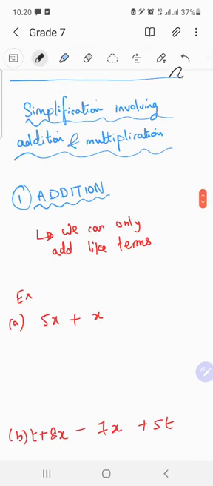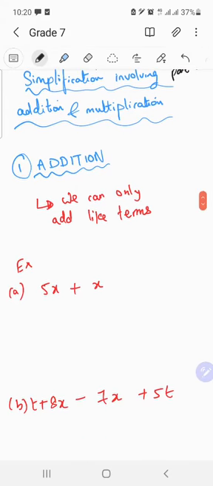Morning. Now this is algebra part 2. We're going to continue from where we stopped last time. So today we're going to focus on simplification involving addition and multiplication. When I talk about addition, I also mean subtraction.